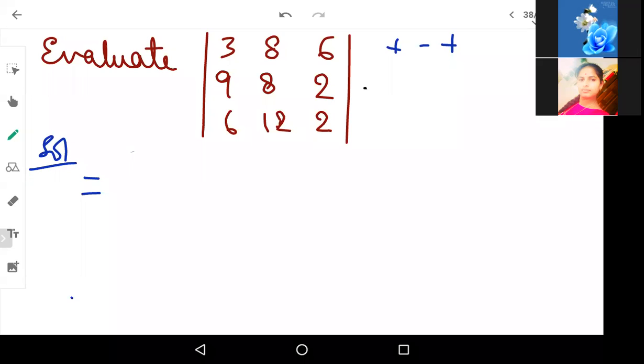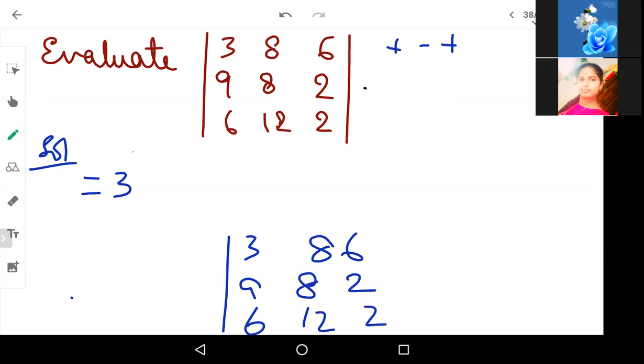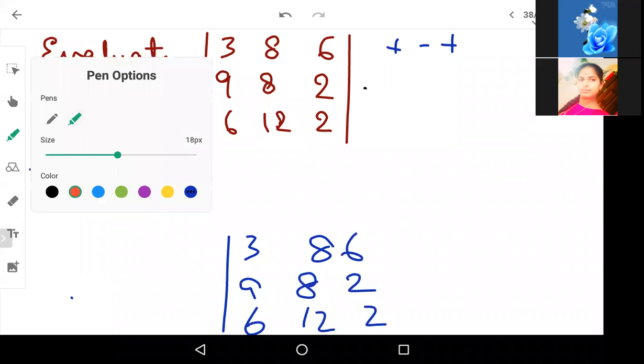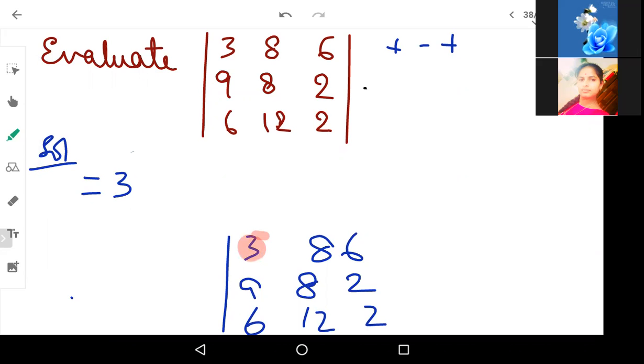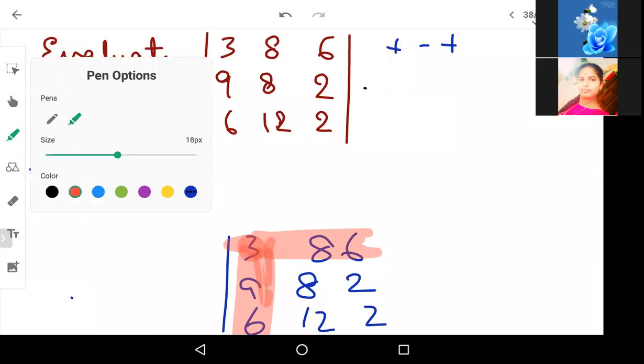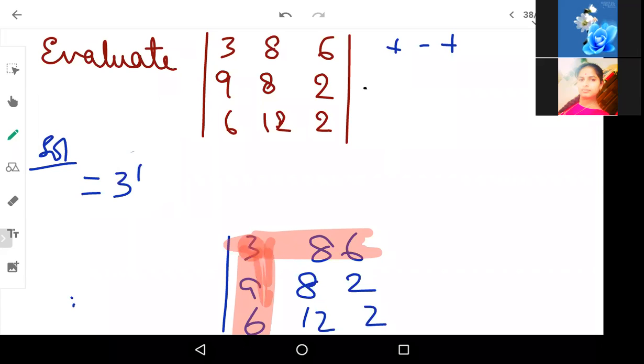Okay. So first I am taking 3. So what is the determinant? 3, 8, 6, 9, 8, 2, 6, 12, 2. So for 3, which means I have to delete the first row and the first column. So what is the number which is remaining? What will be the minor for 3? 8, 2 and 12 and 2. Very good. So this will be the minor for the first one, that is 8, 2, 12, 2.